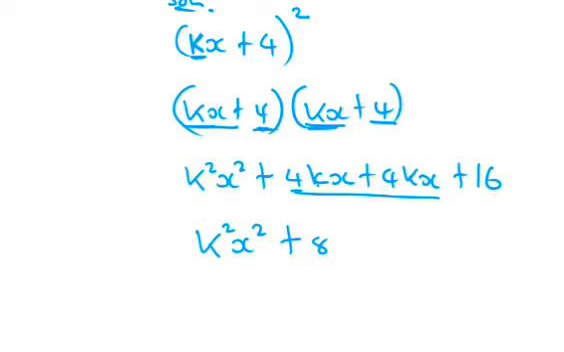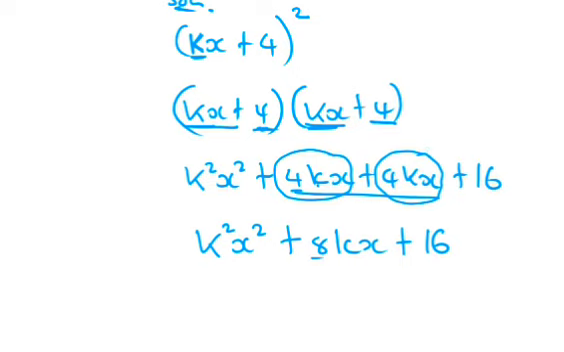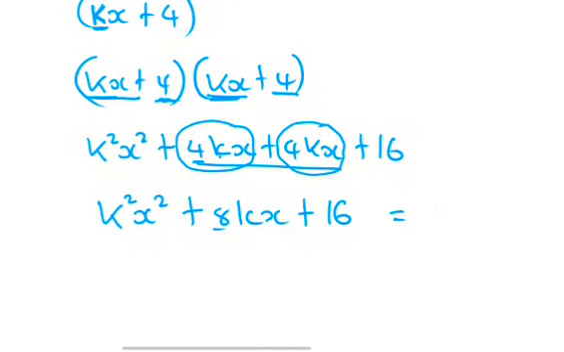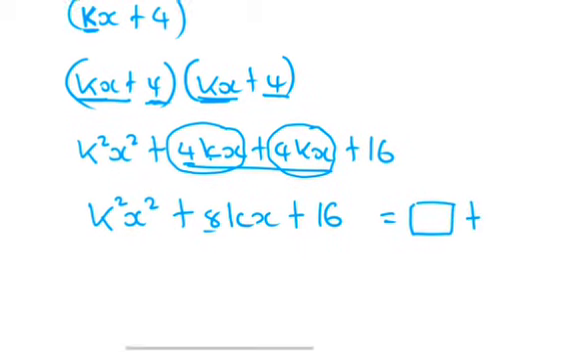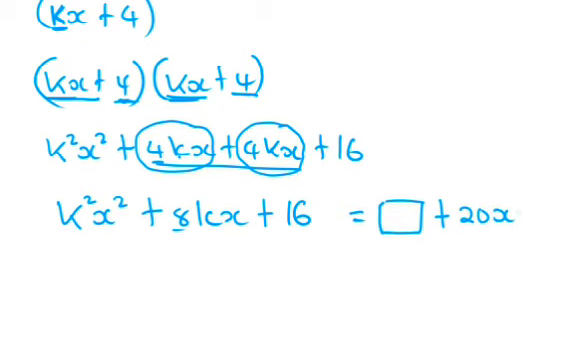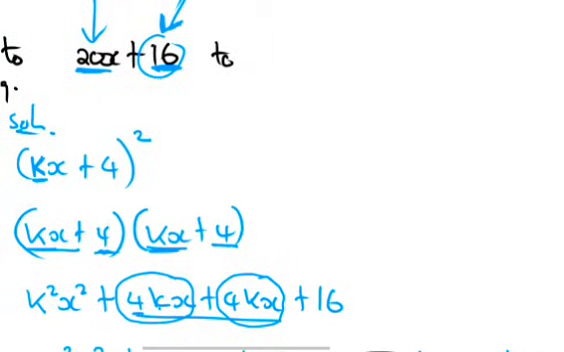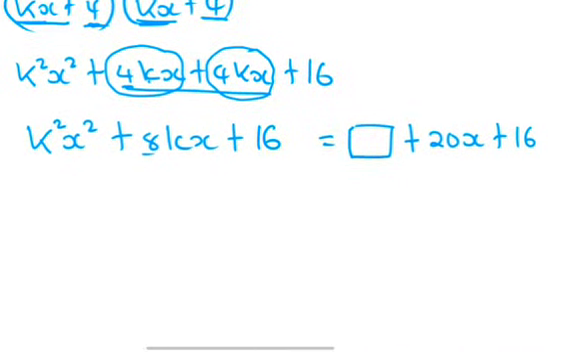So we have 8kx, plus 16. We need to find the value of k. Our expression from the question is x squared plus 20x plus 16.